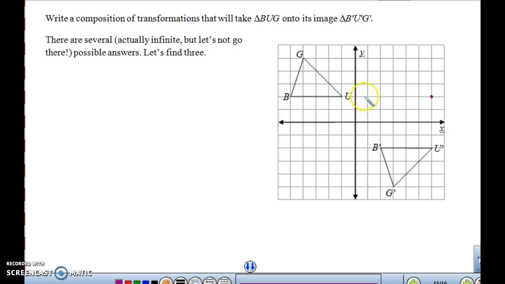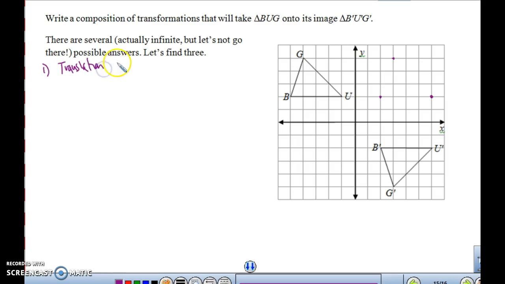1, 2, 3, 4, 5, 6, 7. Yeah, that matches right up where that is. All right, so that's actually a first step. It was a translation.